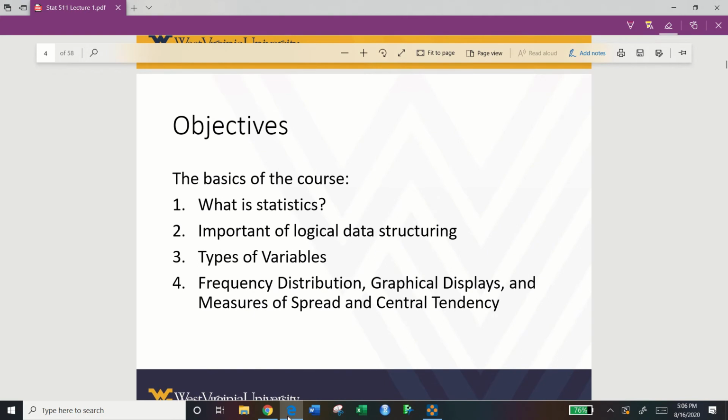At the beginning of all my lectures, I like to have a list of objectives that are covered. I personally think this helps you when you go back and are trying to study. You can look at one of the very first slides and say, okay, this lecture slide has these topics. This isn't what I'm looking for. Go for the next week. So in this video, our objectives are going to be: what is statistics? We're going to talk about the importance of logical data structuring, types of variables, and we'll finish off with some frequency distributions, graphical displays, and measures of spread and central tendency.